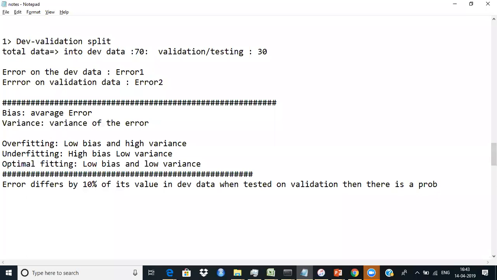What we'll do is build the model on the development data and get the error on the development data. Let's say the error is 10%. When we apply this model on the validation data, if that error differs from the development data error by 10%, then there is a problem. So if the development error was 10, and my validation error is anything lower than 9 or anything higher than 11, then there is a problem.